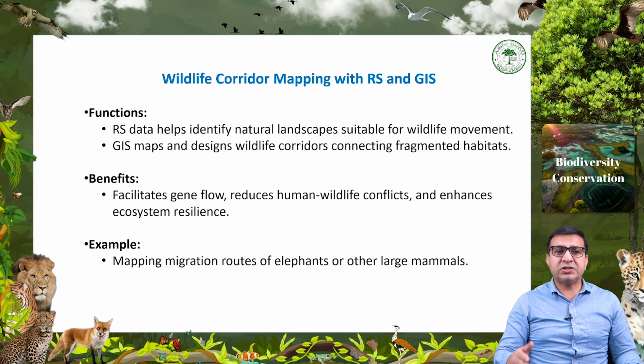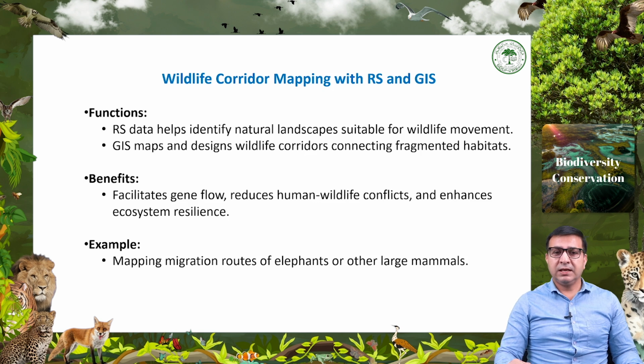Another application is wildlife corridor mapping with RS and GIS. Wildlife corridors are the areas that connect fragmented habitats, allowing animals to move safely between them. This connectivity is crucial for species survival as it promotes genetic diversity and reduces the risk of inbreeding. RS and GIS help conservationists identify and map these corridors, ensuring that animals have access to essential resources such as food, water and mating opportunities.